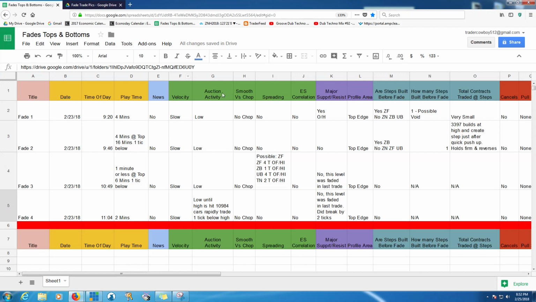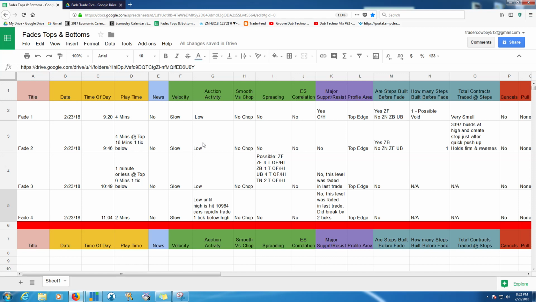So let's go back. Auction activity: low, low, low, low until high is hit at 10,984. Cars rapidly trade one tick below high. Cars means contracts. So basically, auction activity is market orders. How many market orders were going off?